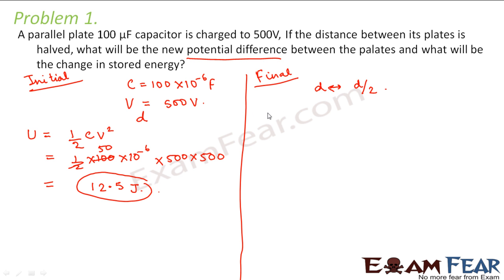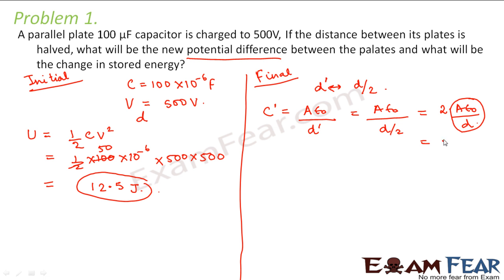Now in the next scenario, it says that the distance is halved. So if the distance is halved, what will be the new potential difference? Now when the distance is halved, your capacitance changes. The new capacitance will be equal to A epsilon naught divided by d dash, right? So this will be equal to A epsilon naught divided by d by 2, that is equal to 2 into A epsilon naught by d. What is A epsilon naught by d? This is the previous capacitance. So 2 into the previous capacitance will be the new capacitance.